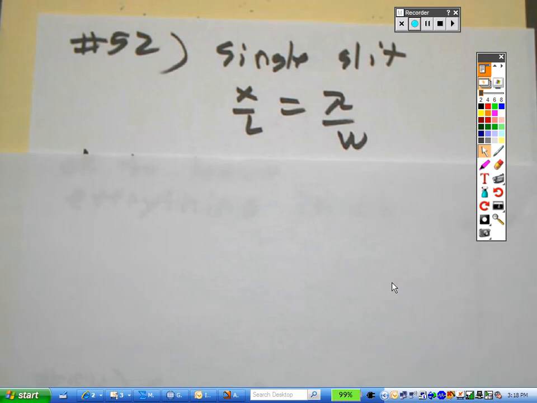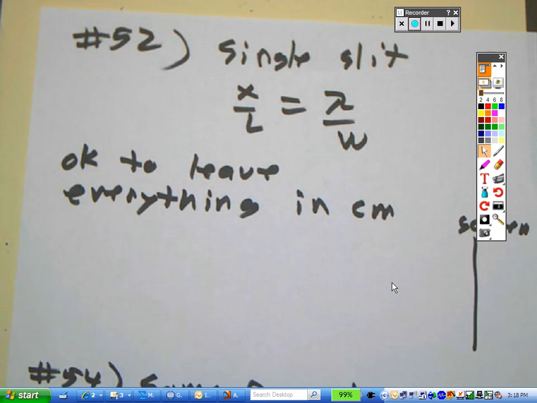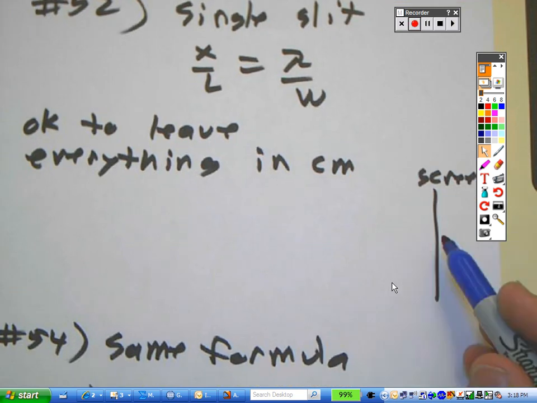So for number 52, it is okay to leave everything in centimeters. As long as you leave them all the same, then that's fine, and you could solve for this. Well, one tiny point about this.